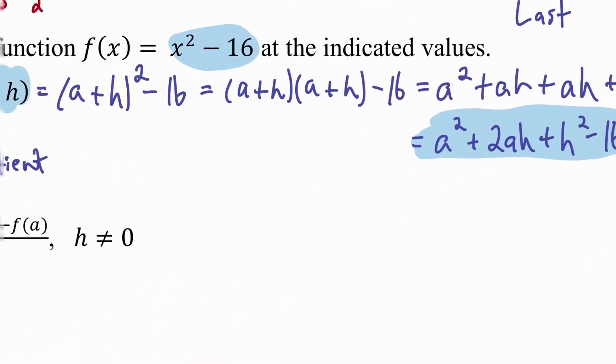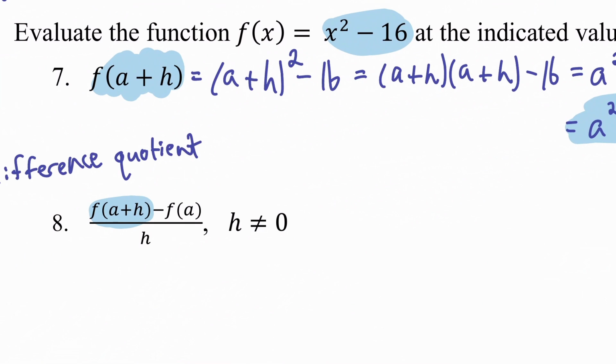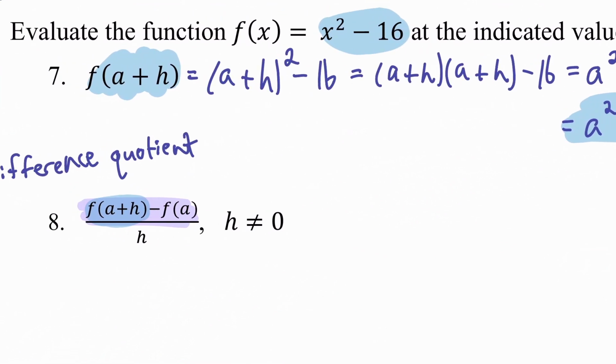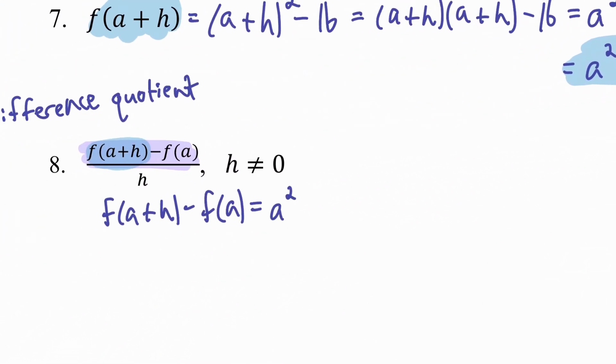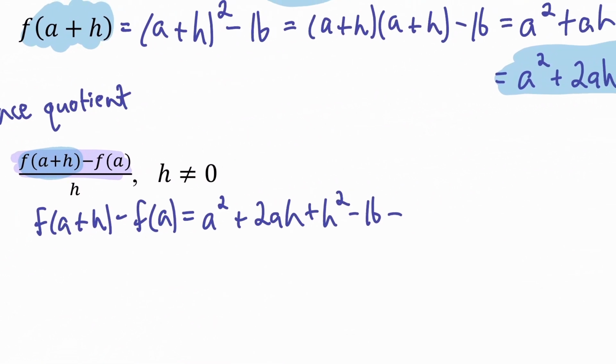So now what I want to do is work out what this whole numerator is altogether: f of a plus h minus f of a. Now, f of a is just a plugged into the original function, so a squared minus 16. So I'll copy that guy there, a squared plus 2ah plus h squared minus 16, and then minus f of a, which is a squared minus 16.